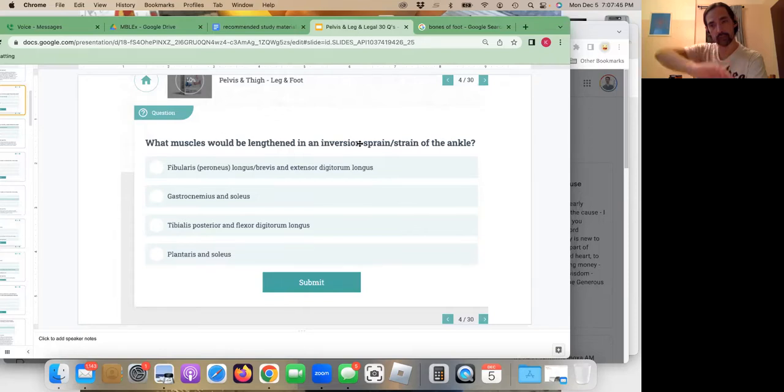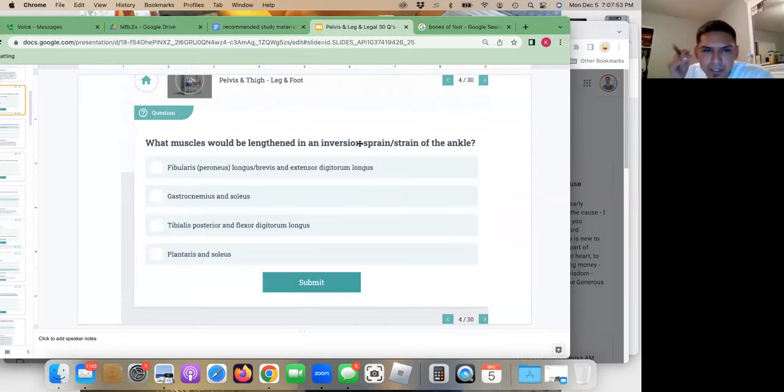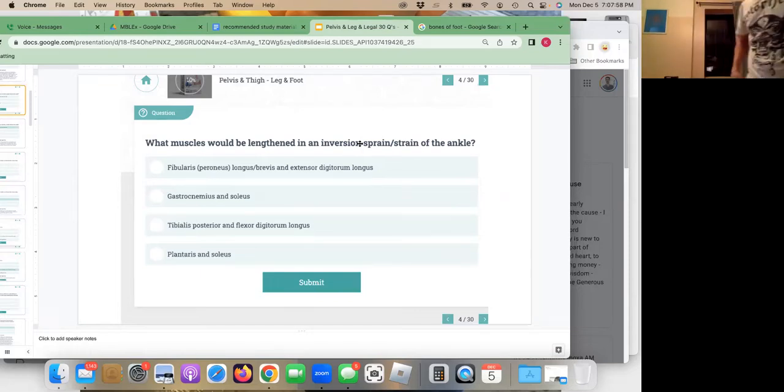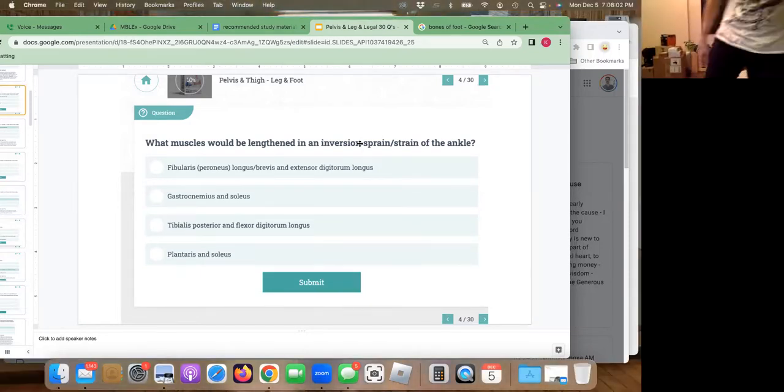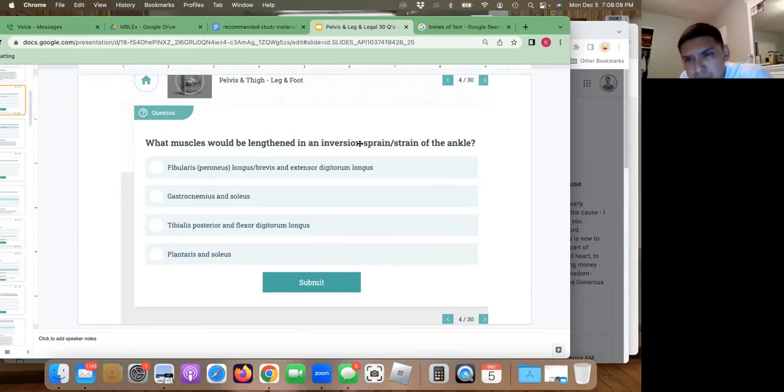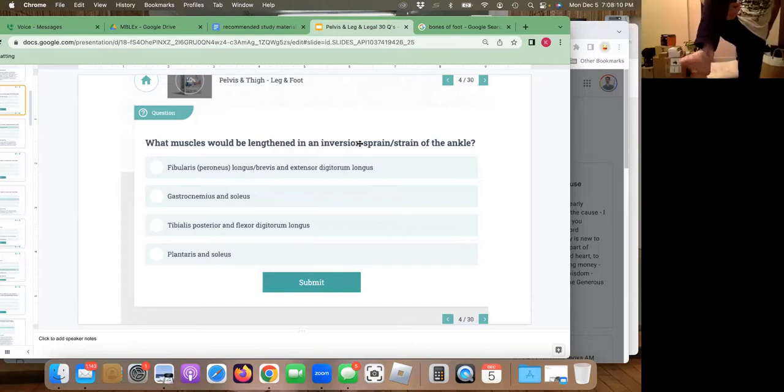Supination or pronation. I'm sorry, dorsiflexion or plantar flexion. Yeah, the tibialis posterior is plantar flexion, right? Tibialis posterior does plantar flexion, so does the flexor digitorum longus. However, I want you to think about the surface of the leg. They're asking about an inversion, which goes this way. So try to remember the diagram and look at your own foot and go like this.